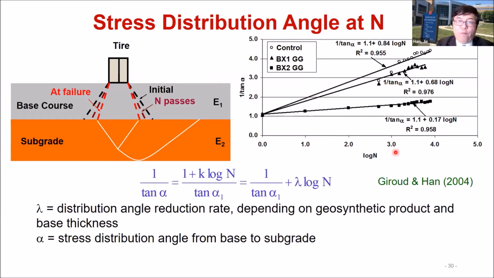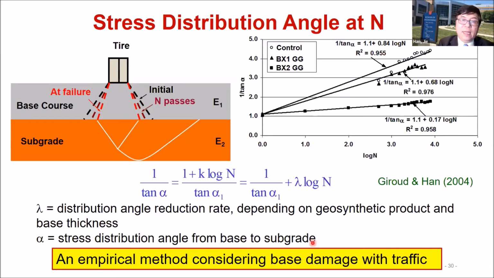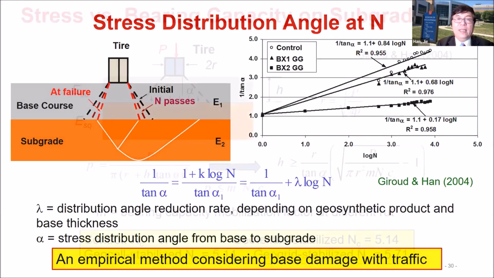We proposed a formula. This is an empirical formula. Basically, the distribution angle changes with the number of passes and with lambda. The lambda is the distribution angle reduction rate, which depends on the geosynthetic product and base thickness. In other words, if you have a stiff geosynthetic, you will reduce the deterioration of the base course. Now, alpha 1 is basically the static loading distribution angle. The empirical formula considers the base damage with traffic.